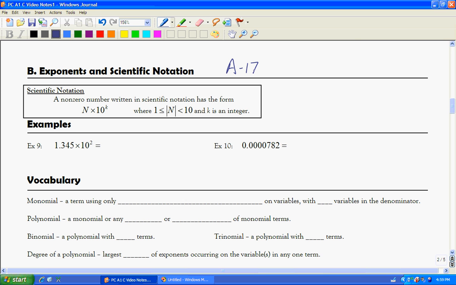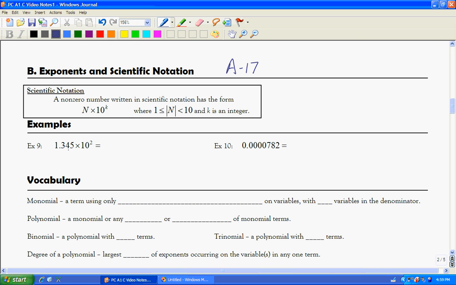And a couple things you need to watch out for when you have n times 10 to the exponent k. The absolute value of n has to be greater than or equal to 1 and less than 10. So we're picking up a standard notation for writing the numbers. And then k has to be an integer. So let's take a look at a couple examples.